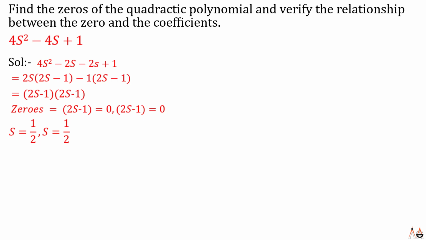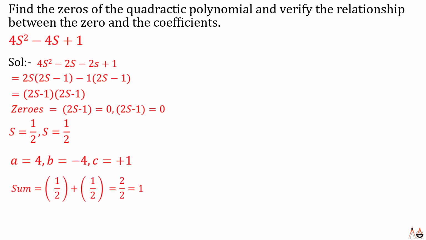Now, in this quadratic polynomial, we are given a is equal to 4, b is equal to minus 4, and c is equal to plus 1. Therefore, the sum of the two zeros is half plus half, and that is equal to 1. And the product is half times half, and that equals 1 by 4.